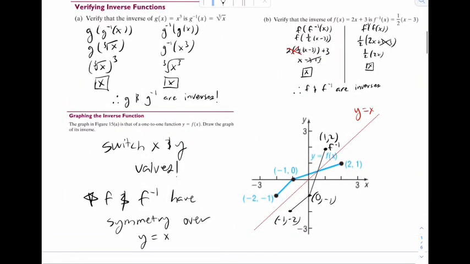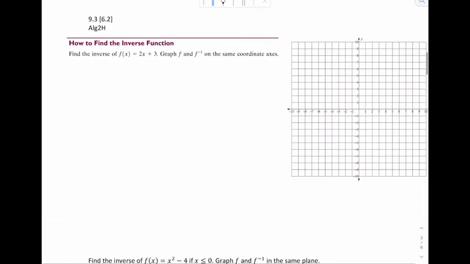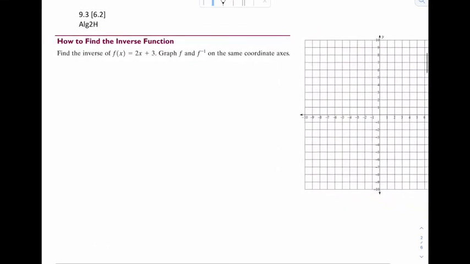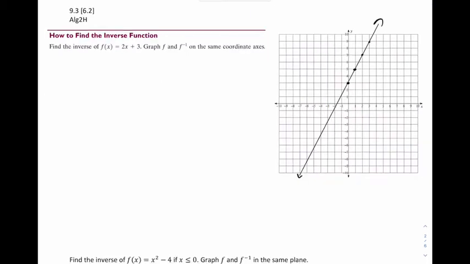Okay, so now we're going to do a few more complicated examples to make sure we have this down. It says find the inverse of f of x equals 2x plus 3. Graph it on the same coordinate axis. So to do this, let's first just graph 2x plus 3. That's pretty easy. I know that's right here, 3. Then go over 1 up 2. So there's our line 2x plus 3.